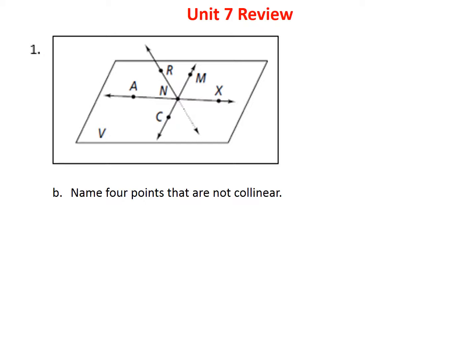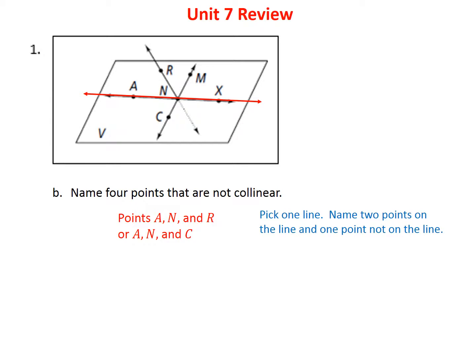In problem 1b, we're asked to name 4 points that are not collinear. This means 4 points that are not on the same line. All right, so all we have to do is pick a line, and let's say we name 2 points on that line and then another point that is not on that line. So for example, here I have the points A, N, and X. So let me pick another point that's not on that line. My choices are R, C, or M. So if I pick any of these points, A, N, and R, for example, would be an example of 3 points that are not collinear, and A, N, and C would be another one that's not collinear.